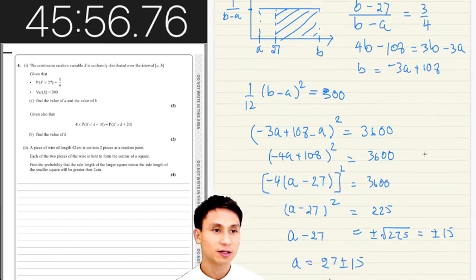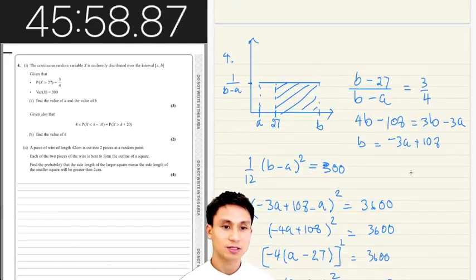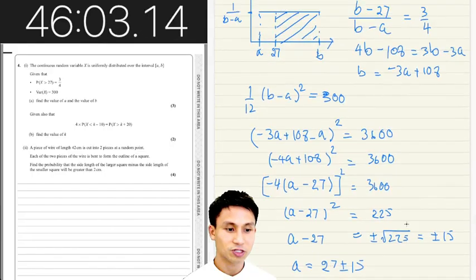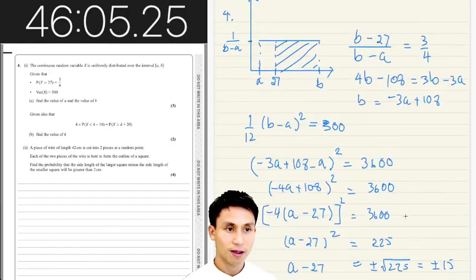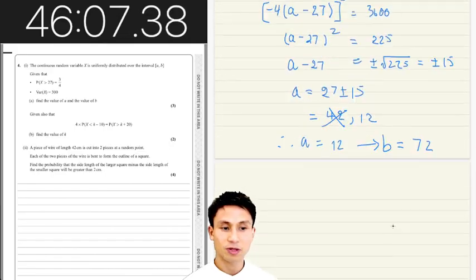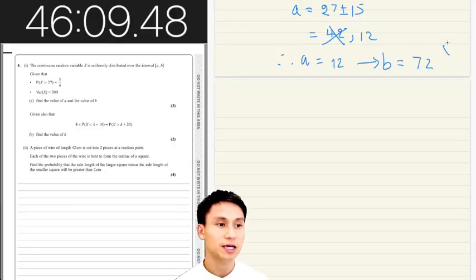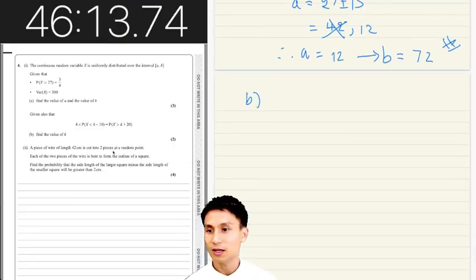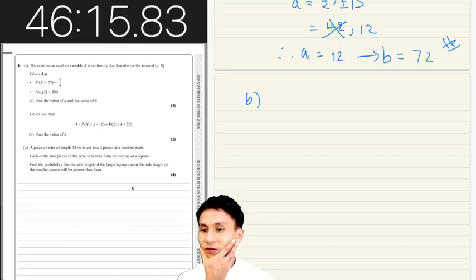All right. 64, 45. I'm just checking. Yeah, I think I'm happy with that. B is 72. I'm just checking. Yeah. Okay, so that's A and B done. B, find the value of K.